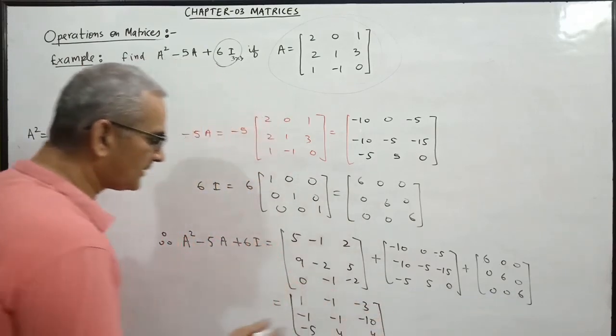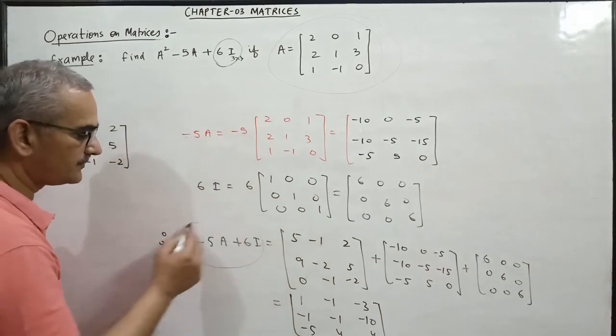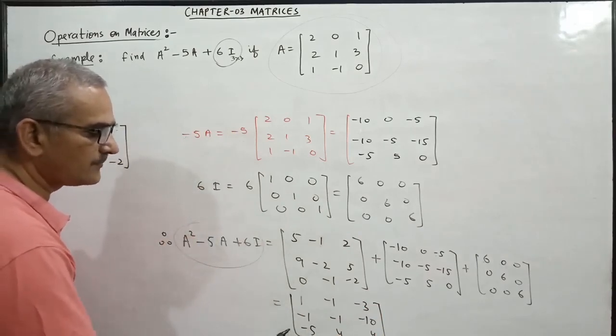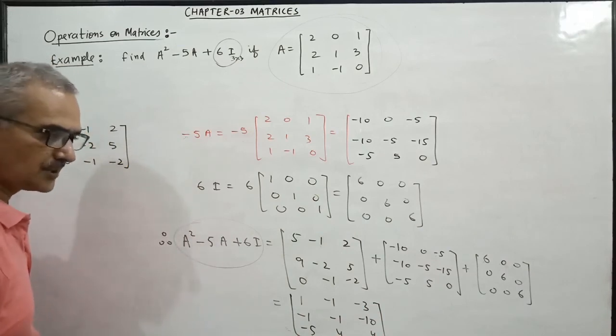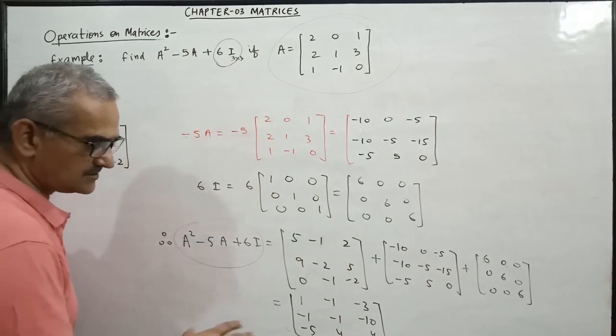So that's the value of A square minus 5A plus 6I. In this way you can solve this type of problems. I hope that this is clear to you.